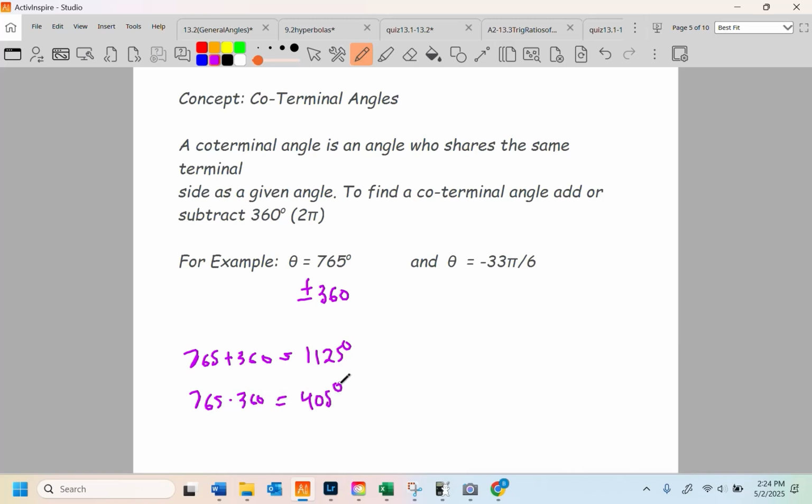You can make things smaller. You could even take away 360 again and get 45 degrees. The reason I'm talking about this is because it might make sense to do these things so that you don't have to graph something as complicated.